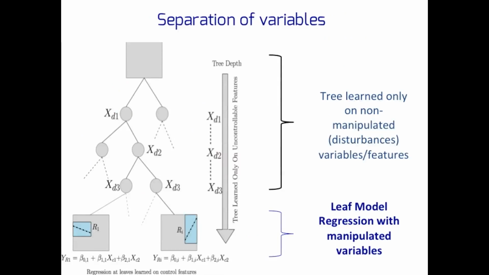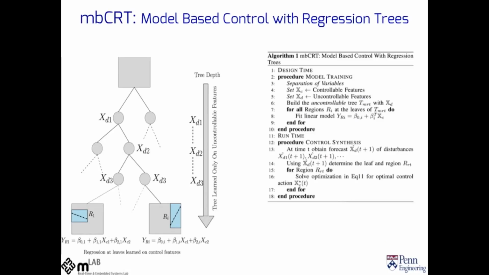And the idea is based on separation of variables, in which we learn the top tree only on non-manipulated or disturbance variables, like temperature outside or time of day. And down at the leaves of the tree, we fit a regression model, which is only relating the response to the manipulated or the control variables. So what that allows us to do now is at every time step, we get a forecast of disturbances this time. So just xd1 to d3, d standing for disturbances.